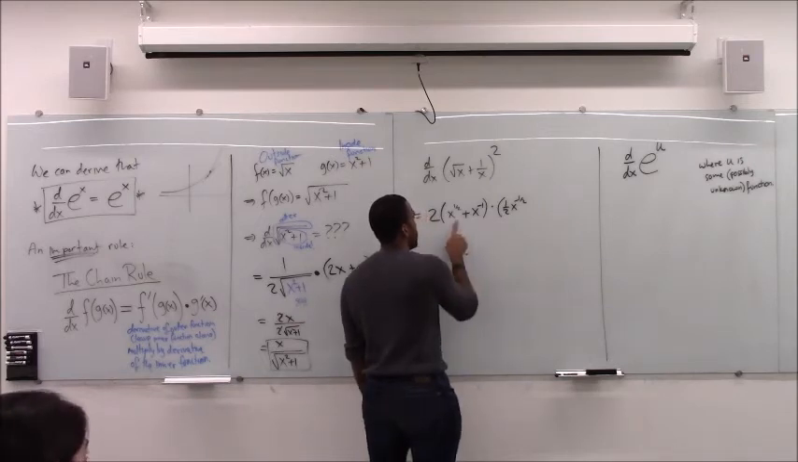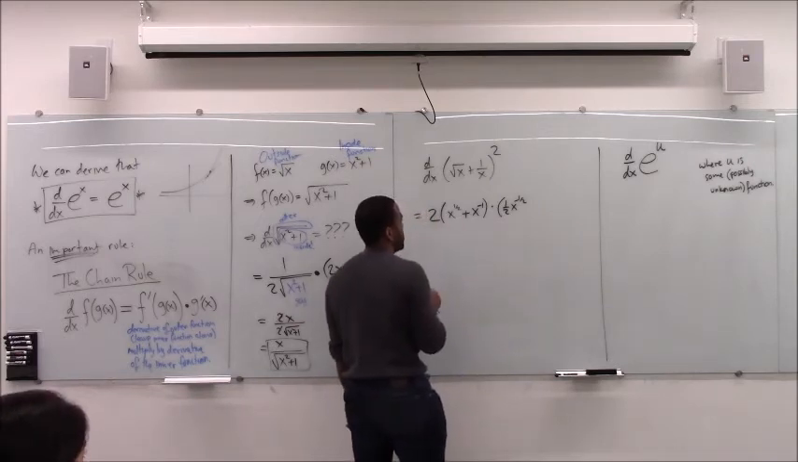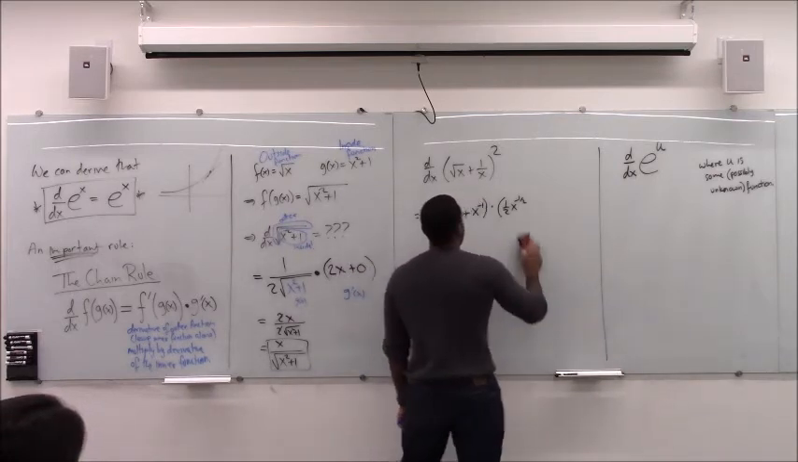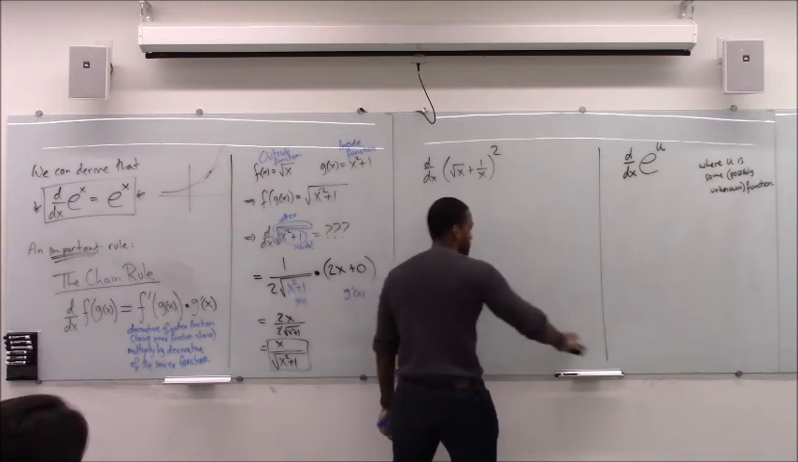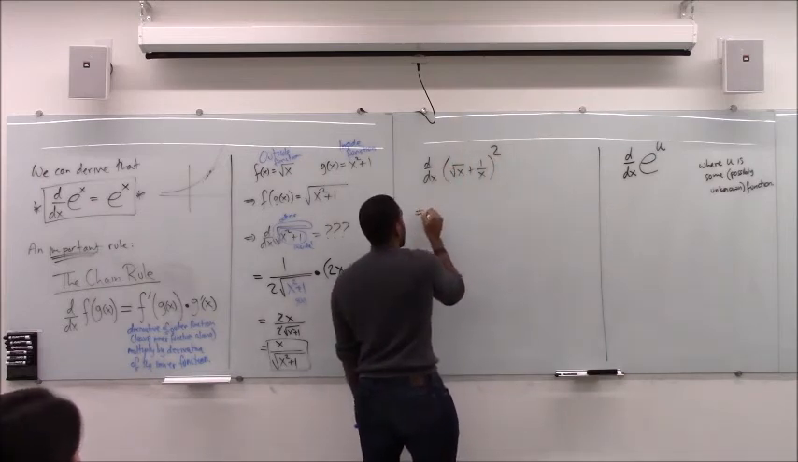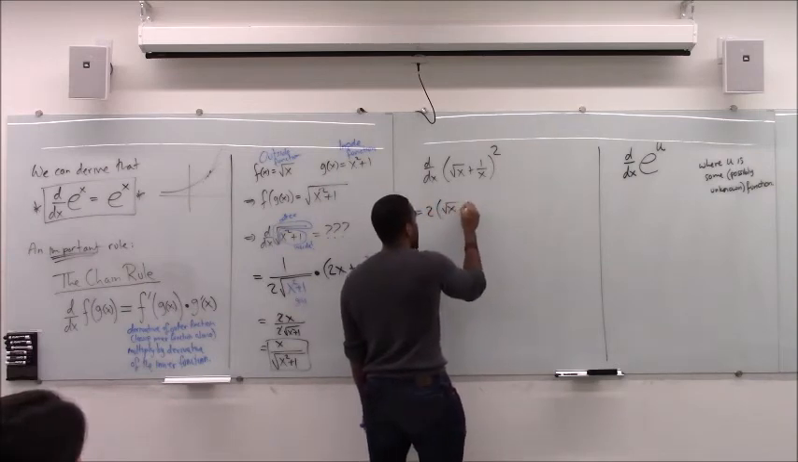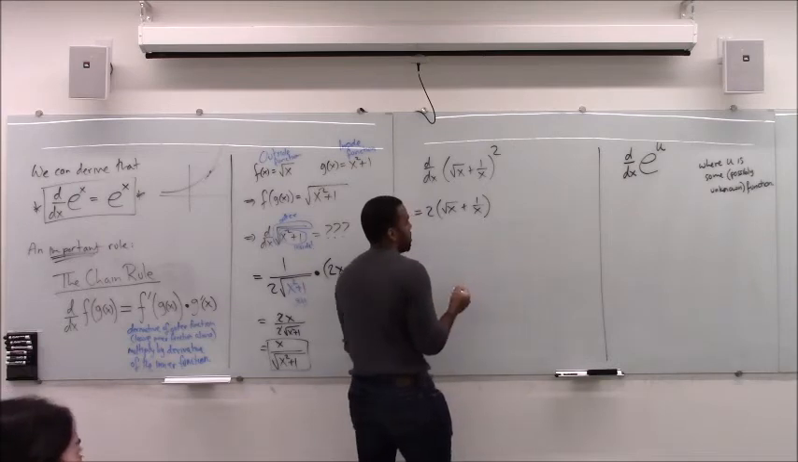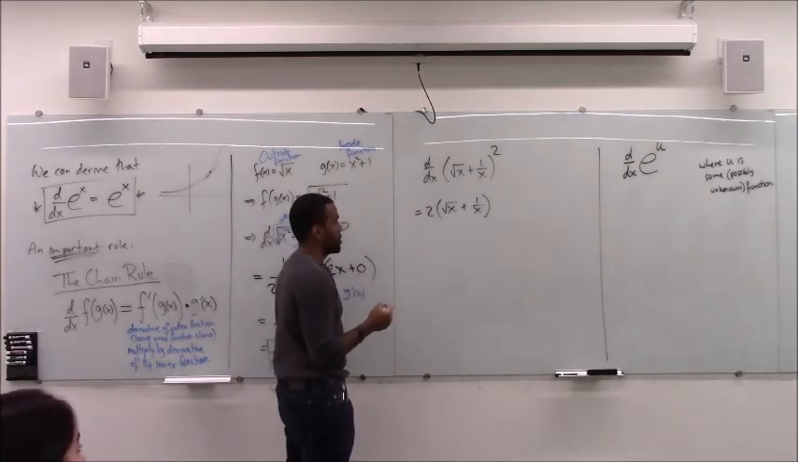Why did you rewrite them? What happened? Why did you rewrite it like that? Well, remember the idea is you differentiate the outer function, which in this case is a square, and you leave everything alone. Don't do anything. Yeah, I rewrote it. It was the same thing. Yeah, it doesn't matter. Why would you rewrite it? I mean, it's easier for me to see it.